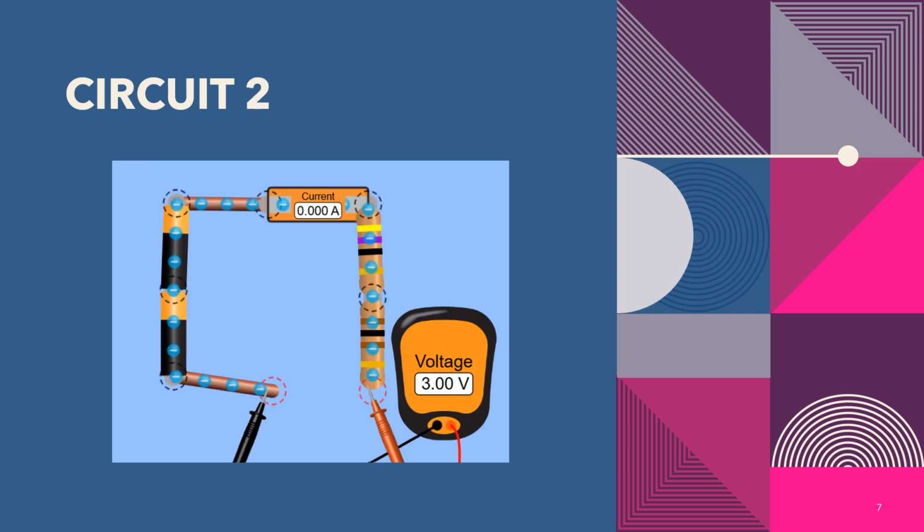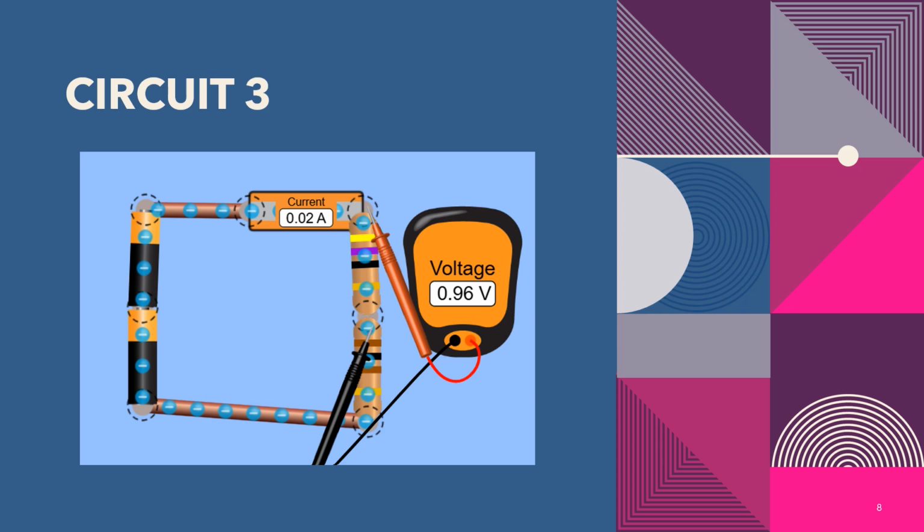When we replace an ammeter with a voltmeter, we can see that the potential difference between these two sections of the circuit is 3 volts, and there's no current running through the circuit. This is because we've detached a piece of the circuit and the circuit is no longer complete. And then here we see that the current is back to 0.02 amperes. We measured the potential difference across each section of the circuit, which we'll see in the next slide.